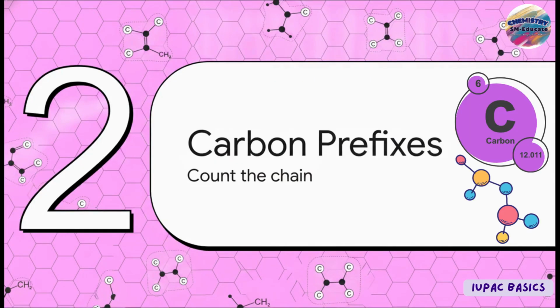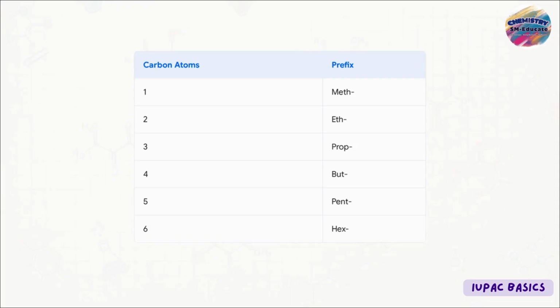Section 2. Step 1. Carbon prefixes. The very first thing you always do is find and count that chain. Let's walk through these prefixes together because they literally form the root of absolutely every compound's name you're going to encounter. 1 carbon atom gets the prefix meth. 2 carbons, that's eth. 3 gives us prop. 4 is but. 5 is pent. And 6 is hex. I highly recommend memorizing this list from 1 to 6 right away.